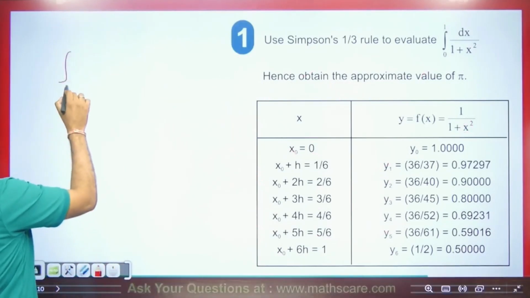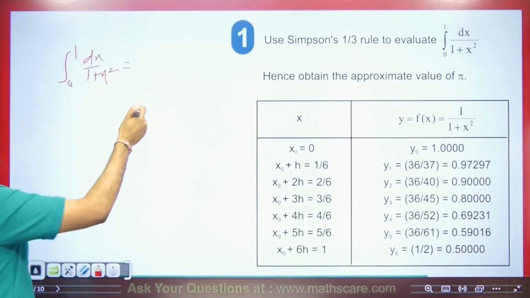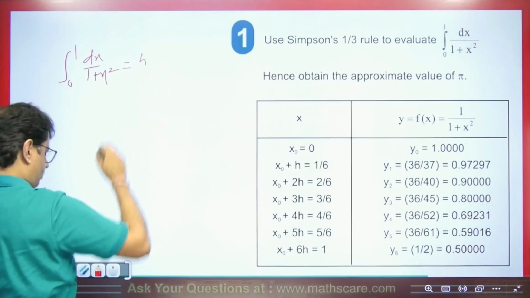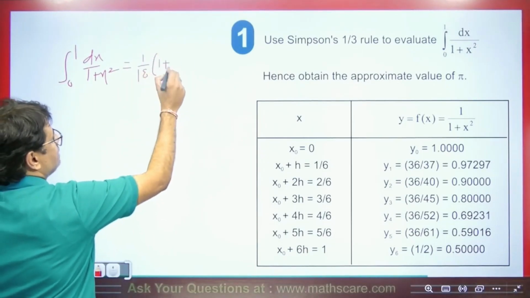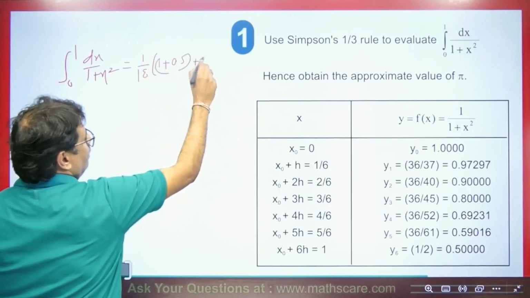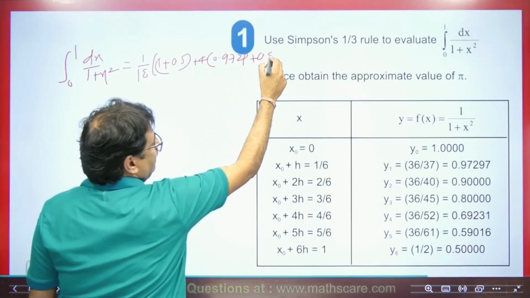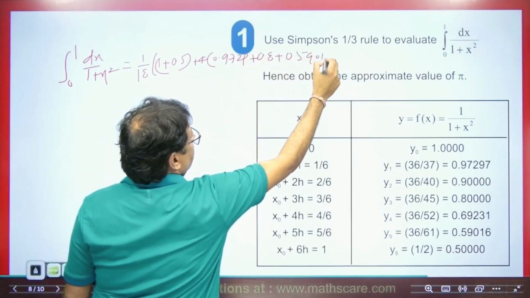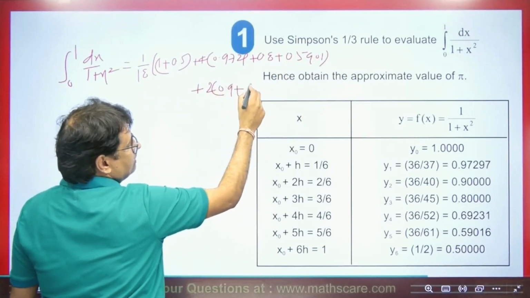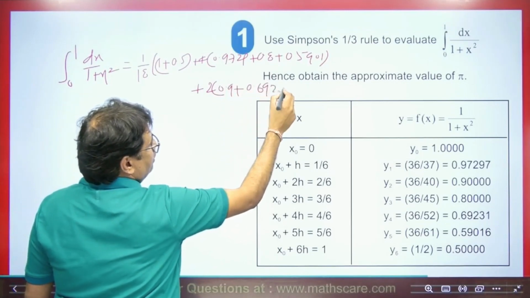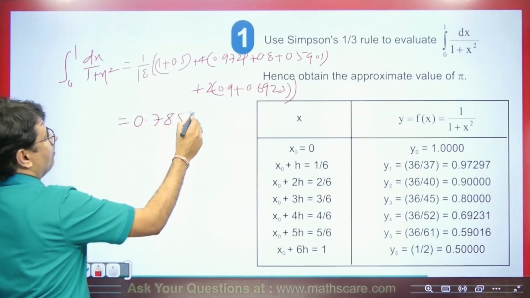After solving this in a calculator, we will get the integral of dx by 1 plus x square, and as I told you, it was h by 3. I will tell you again. So listen attentively, students. The value that we had was 1 by 18 and the first term was 1 plus this was coming 0.5, right? This will be plus 4 into 0.9729 plus 0.8 plus 0.5901. Okay, students? And 2 into this was coming 0.9 plus 0.6923. So, we will get its value, right, students? Therefore, the answer we will get here will be 0.7853.